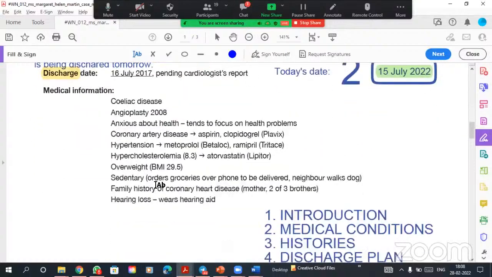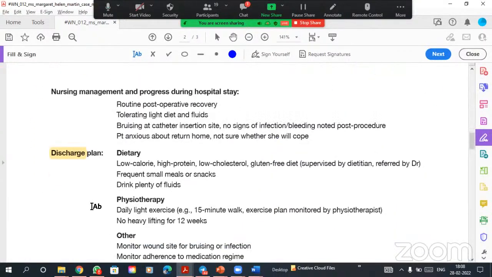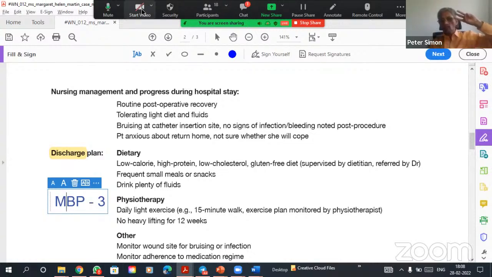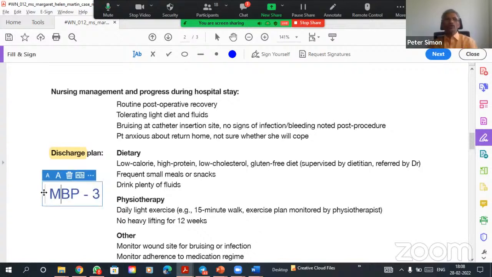Now let us see. This is the discharge plan. This is body paragraph 3, BP3, main body paragraph, MBP. There are only 3 main body paragraphs. Introduction and conclusion, leave them. So main body paragraphs are 3. This discharge plan will go into body paragraph 3. After going home, what they should do.